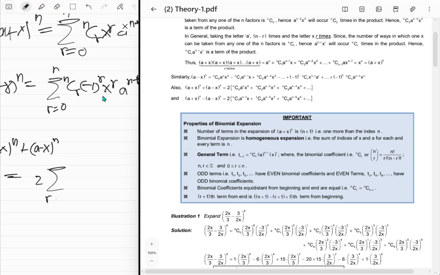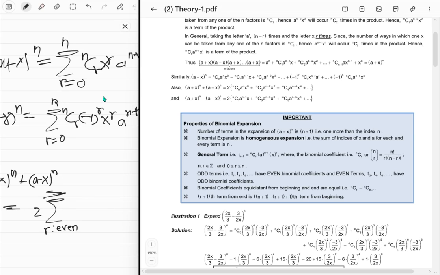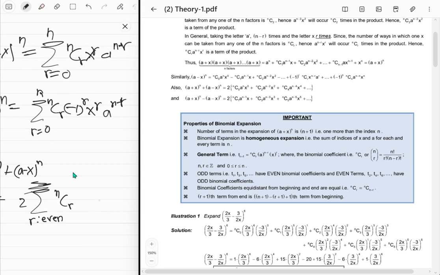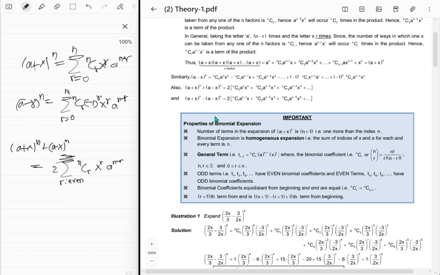So 2r is even, and then we don't know where it's supposed to stop, because n may be even or odd, but it only starts from even numbers, and it obviously starts from 0. It's just going to be nCr x^r a^(n−r), right? And that's exactly what this sum is. This is one of those times where writing it explicitly and not like this is actually better.